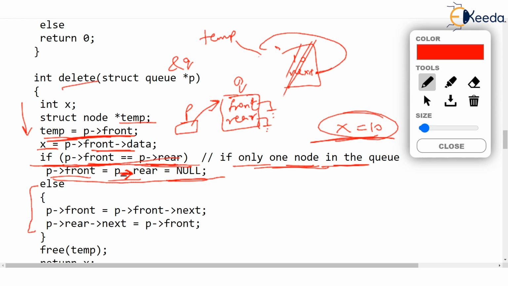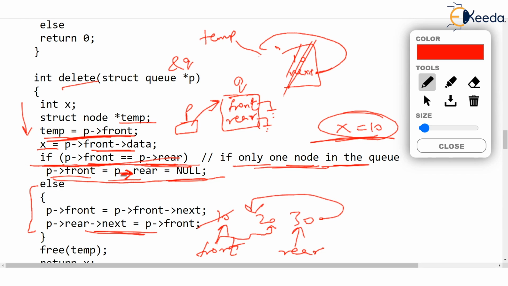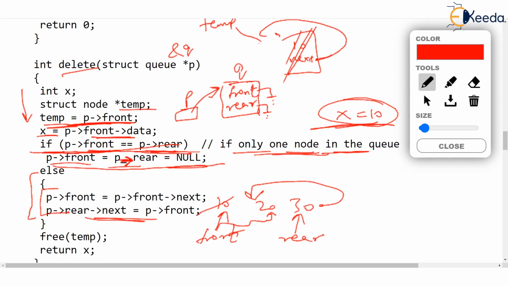Because if we are deleting 10 and there are a lot of nodes and front was pointing to 10, and rear is of course at 30, if we are deleting 10, then front should advance to 20, isn't it? And then rear arrow next, this statement I am talking about, should point to the new front. So these two lines in the else will run only when there are more than one node, isn't it so? And of course, after that, free temp, after the if, is needed so that we will release the space occupied by this only node in the memory. And finally, we return X. So that's how the delete function is written for circular queue.